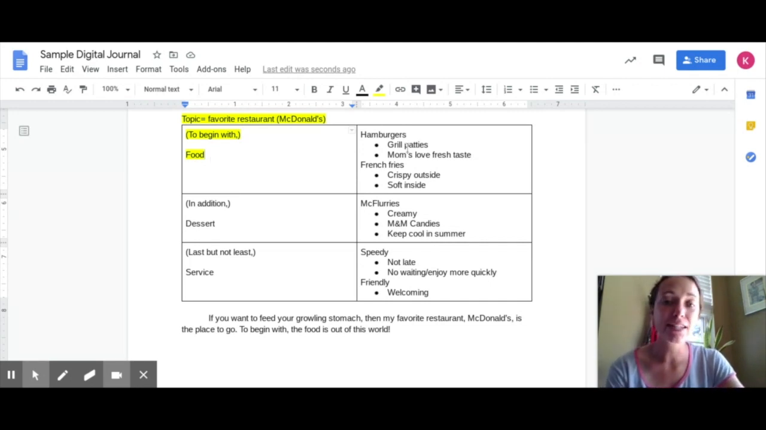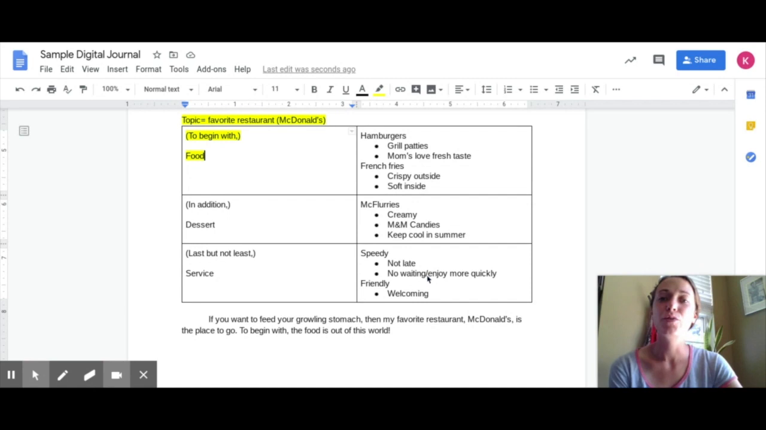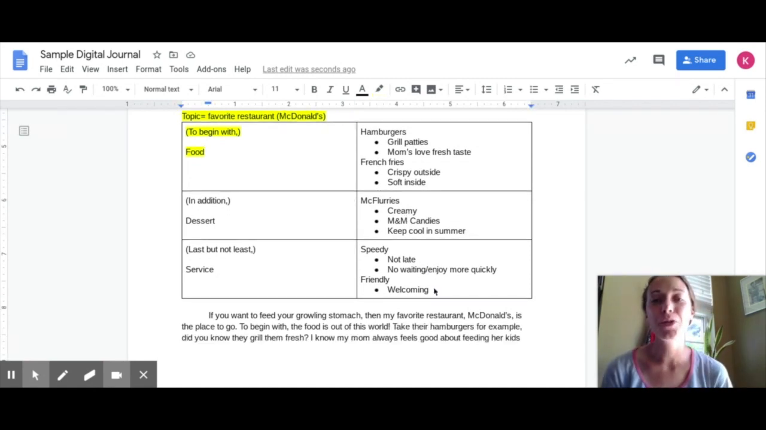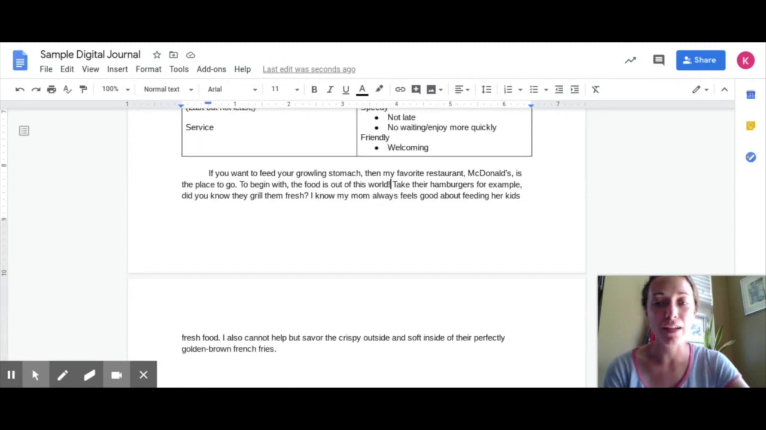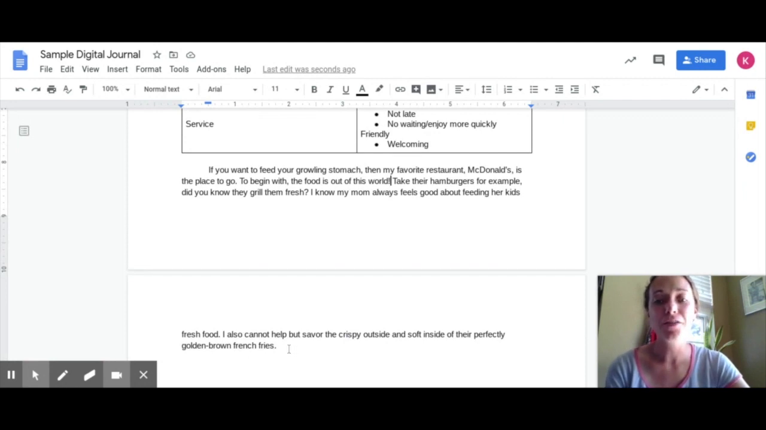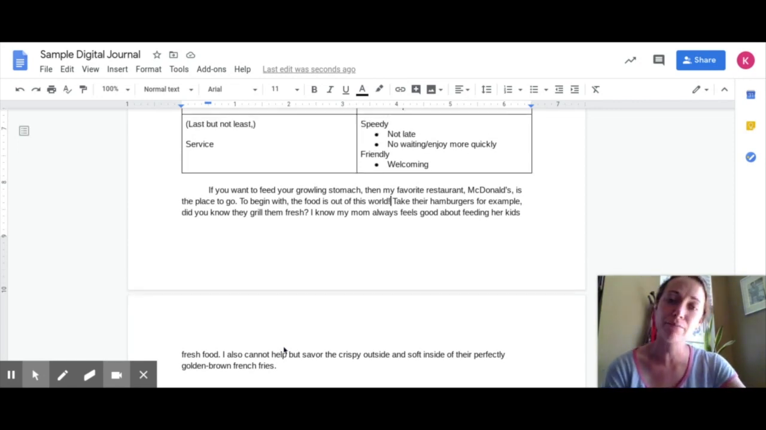Now, I might have a sentence or 2 about hamburgers and maybe a sentence or 2 about French fries. It's really whatever you're kind of feeling. So I'm going to come up with a few sentences about hamburgers and French fries. Here's what I decided to talk about my hamburgers and French fries at McDonald's. Take their hamburgers, for example. Did you know they grill them fresh? I know my mom always feels good about feeding her kids fresh food. I also cannot help but savor the crispy outside and soft inside of their perfectly golden brown French fries.